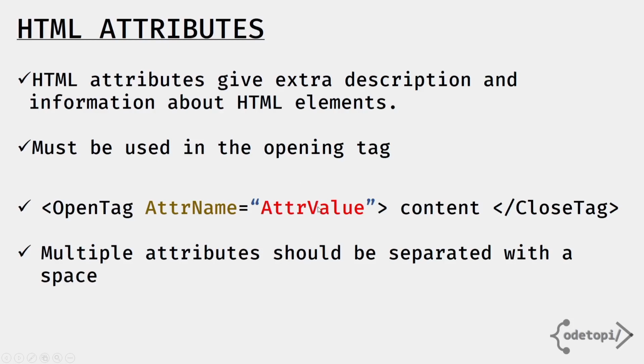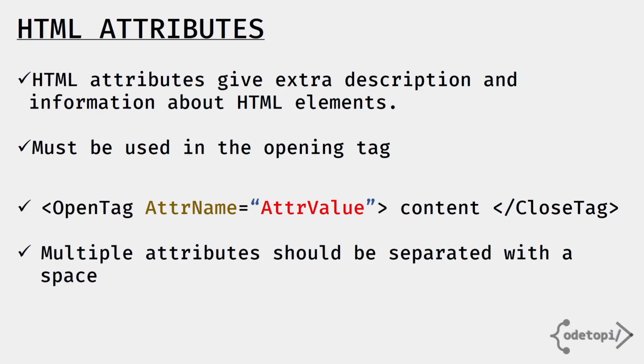So for example, if you are creating a border for your table element, you would have the name border as your attribute name, and then right after the equal sign you would have your attribute value enclosed with double quotes. Now when creating multiple attributes in your HTML opening tag, you must separate them with spaces. So if you have two or more attributes in your HTML opening tag, you have to separate them with spaces.